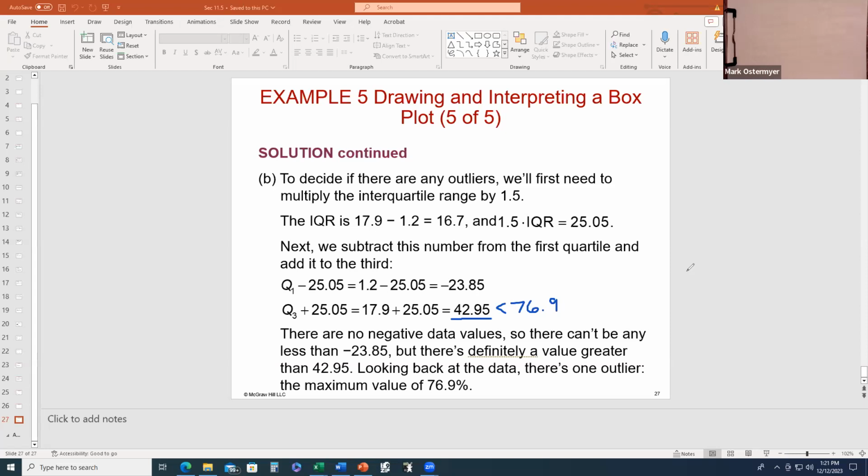Notice we don't have any negative observations in our data set, the smallest one of which was 0. And so we don't have any outliers in the small category, but we do have an outlier in the large category. It's that data point 76.9.